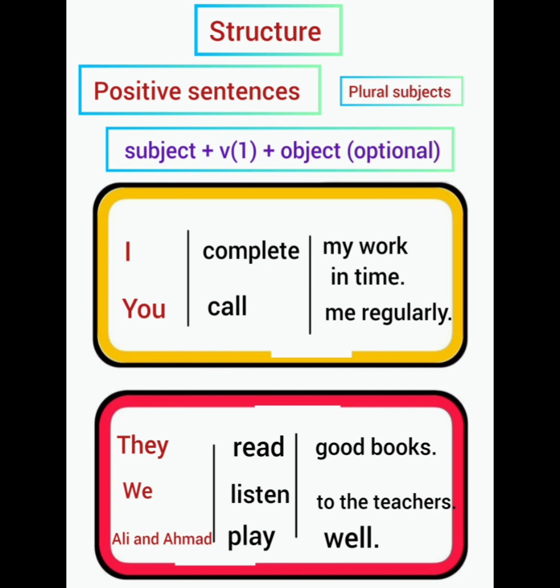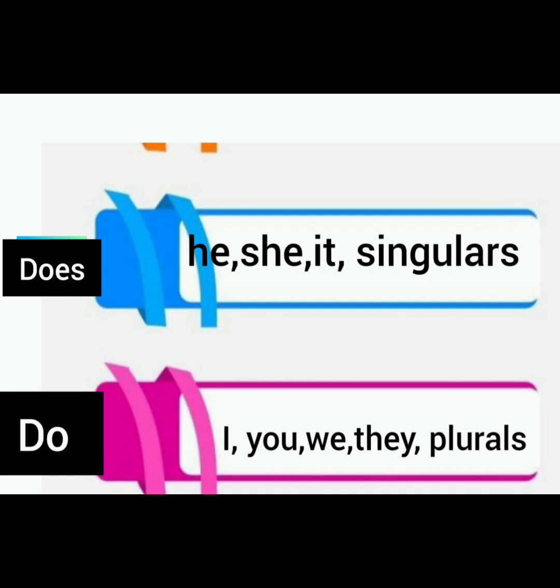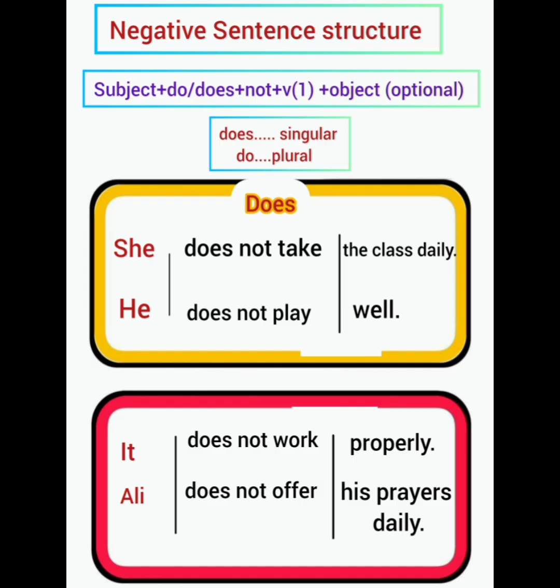Now here comes the work of the helping verbs, that is do and does. Do is used with plural subjects, that is I, you, we, they or plural nouns. And does is used with singular subjects, that is he, she, it or any singular noun. The sentence structure for negative sentence with singular subjects is here. Subject plus helping verb plus not plus first form of verb plus object. Just keep one thing in mind, that whenever we use do and does in our conversation or in our sentences, we always use first form of verb.